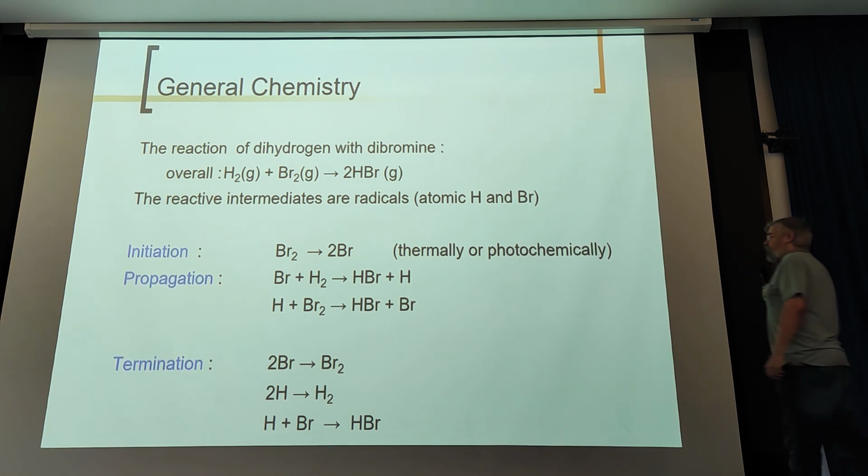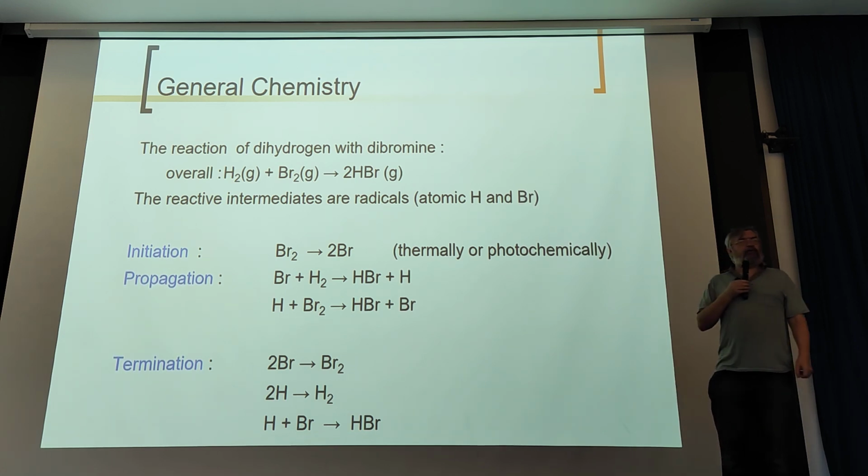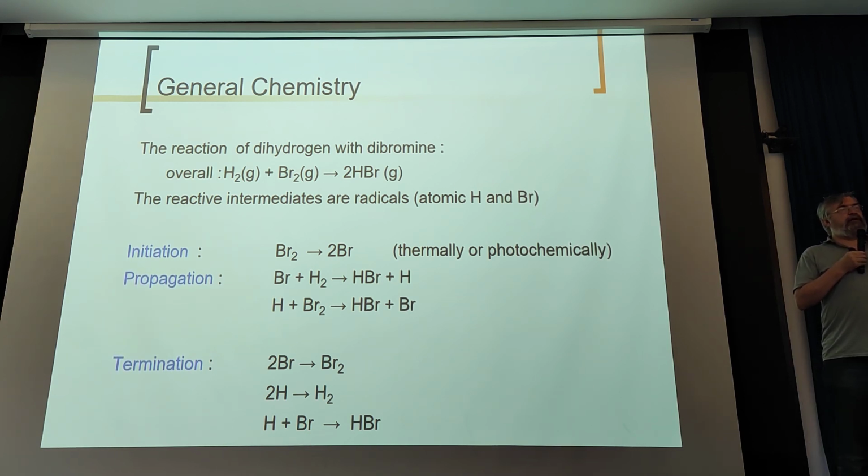In the second propagation step, the hydrogen radical reacts with Br2. Another molecule of HBr is formed, and a new bromine radical. So we are back where we started. We started with a bromine radical in the first propagation step. After the second propagation step, we have another bromine radical. So we can start all over again and again and again.